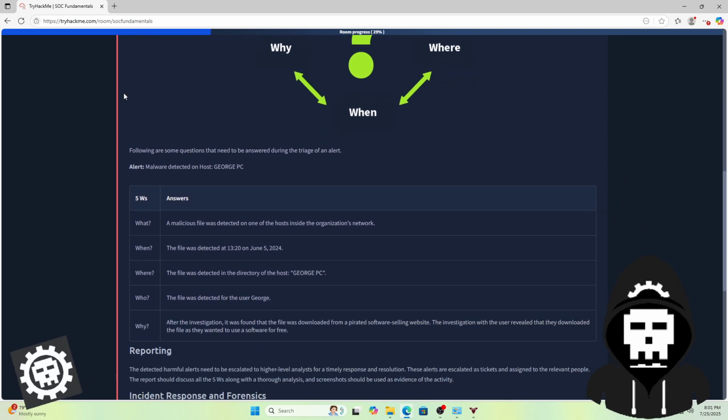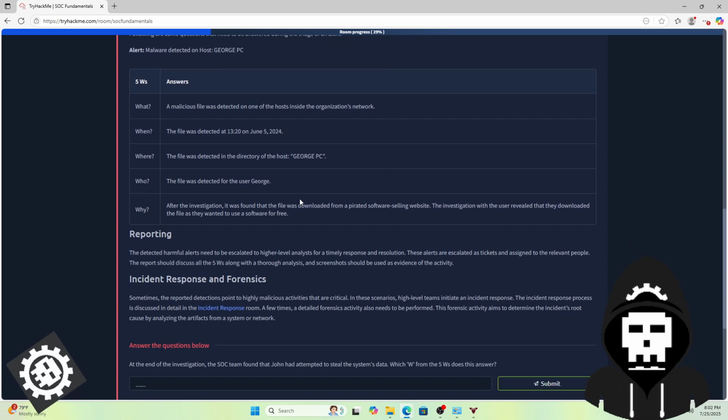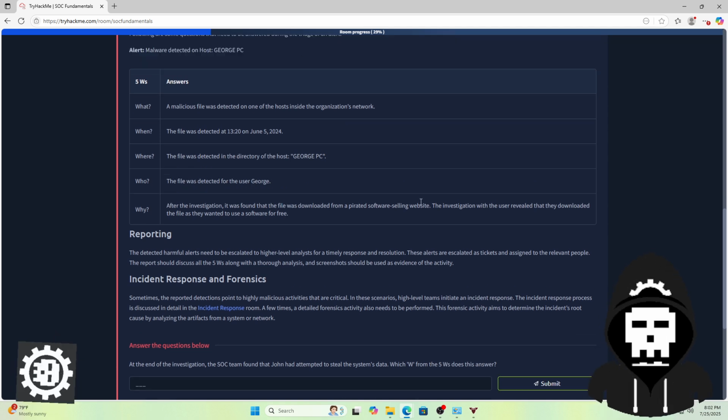So let's go and look in the context of a SOC. Let's just say the alert was malware detected on host George PC. Well, shame on George. So 5 W's, what? A malicious file was detected on one of the hosts in the organization's network, which we know to be George's PC.